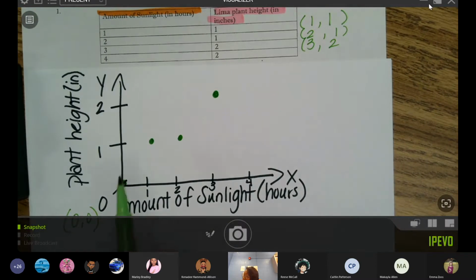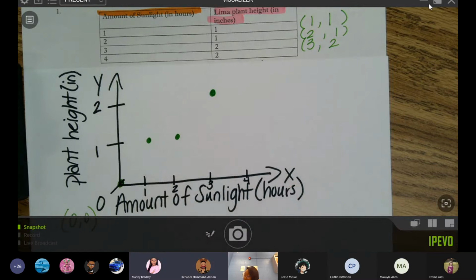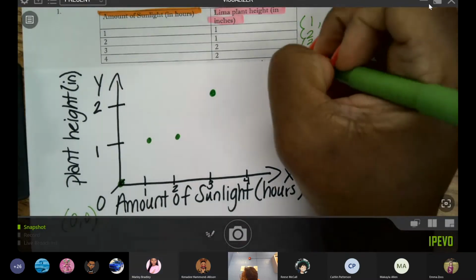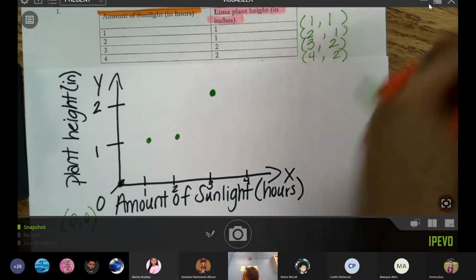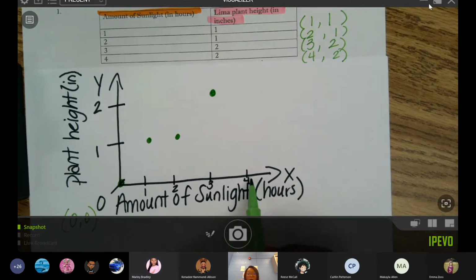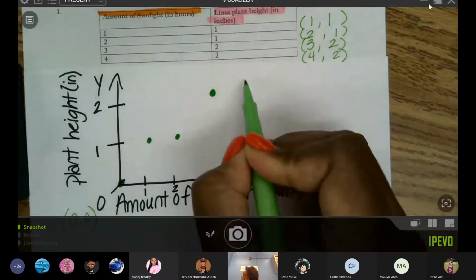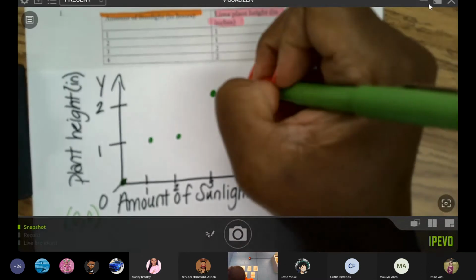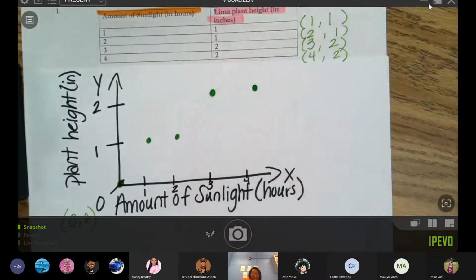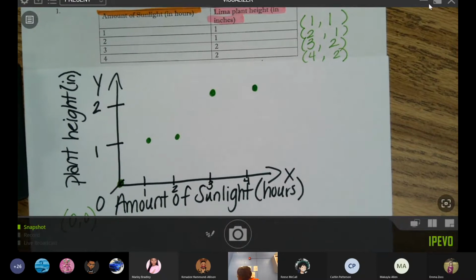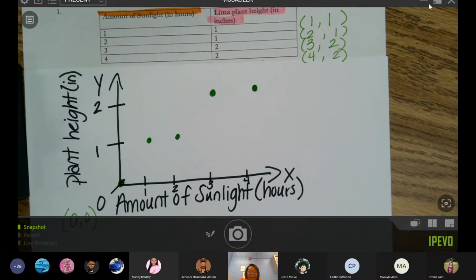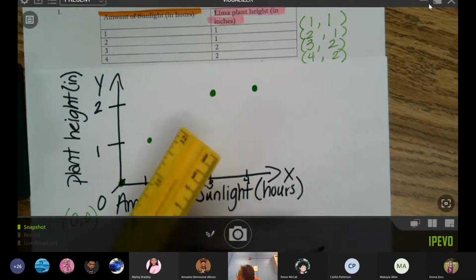And what's my last ordered pair? 4 and 2. So I'm going to move over 4 on my x-axis and up 2 on my y-axis. And I've got my last plot there. So now this is a line graph. We have to connect our dots to make our line. Ms. Neville's going to do this with a pencil. No, I'll be brave. I'll do it with a marker. Okay, so I'm going to connect my dots here.